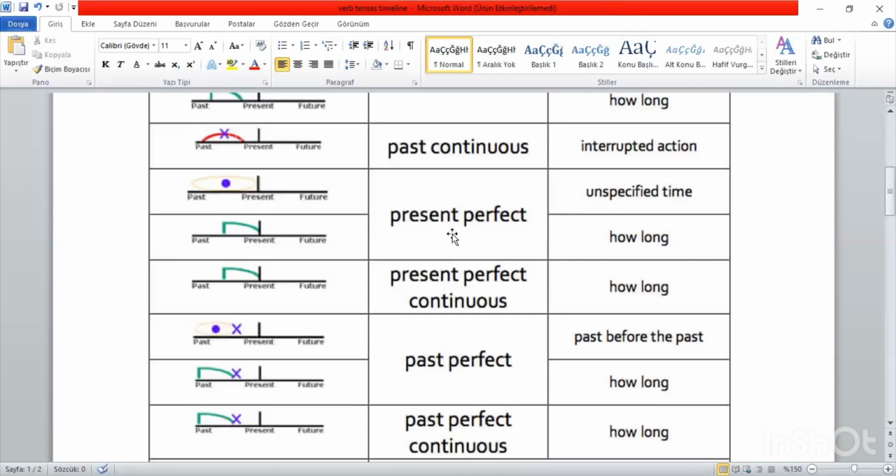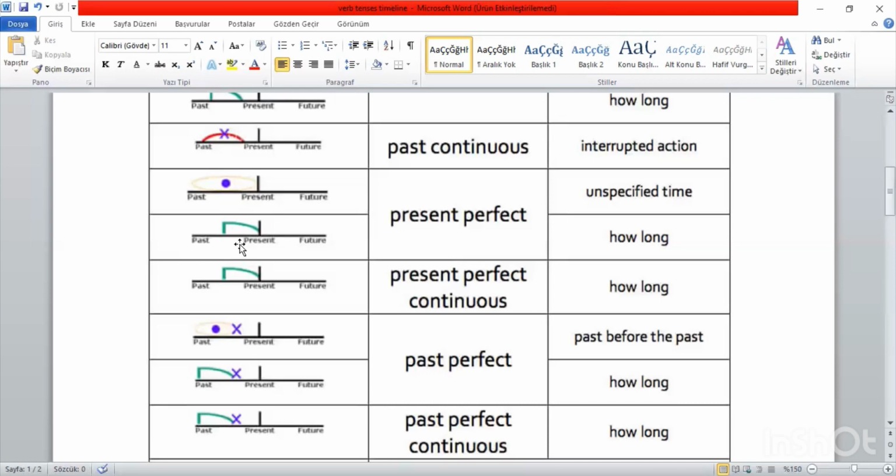So also we have present perfect tense. You can see two timelines here again. You can see a blue dot here, and you can see the orangish circle, and also you can see a green line here. It means that present perfect tense is used for many different aspects, is used for different usages, okay? So first of all, we can say present perfect tense is mainly used to talk about unspecified time or unfinished actions in the past, okay?